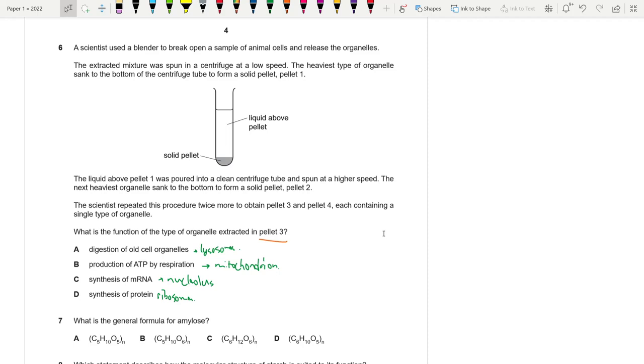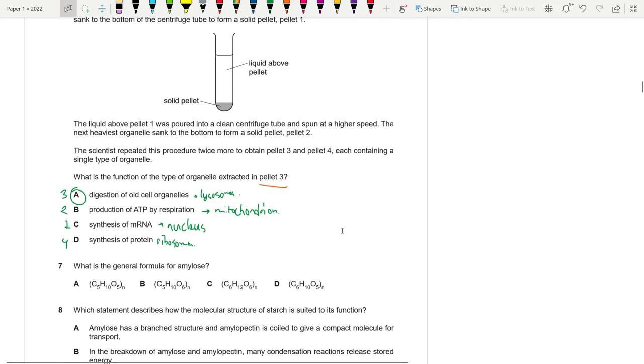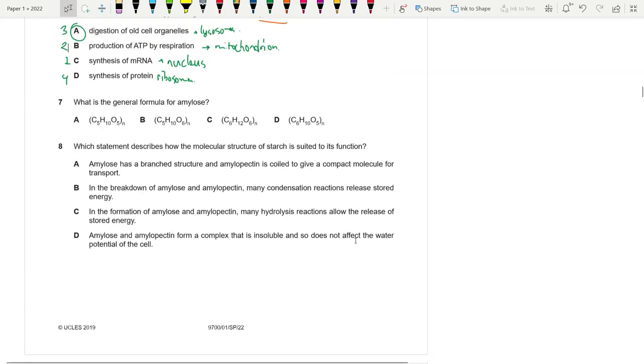Synthesis of mRNA, that happens in the nucleus. Basically, the nucleolus is in charge of making rRNA, and mRNA is synthesized in the nucleus in general. That's the organelle. All right, so the heaviest one is the nucleus, followed by mitochondrion, followed by lysosome, followed by ribosome. So our answer should be A. 6 is A. It comes in the third spot, right? Hopefully that makes sense.